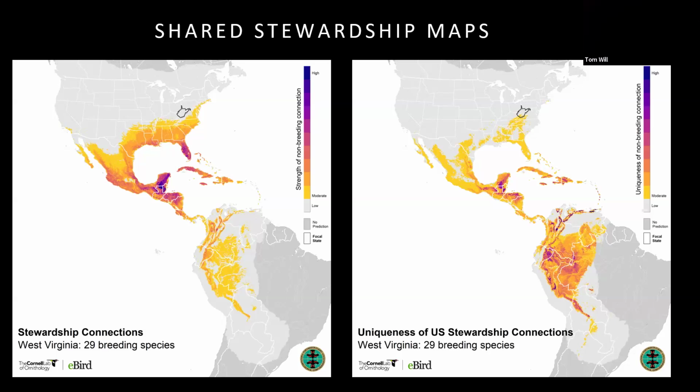And this is what we hope will help guide a lot of interest and investments in the full annual cycle. So for example, for West Virginia, you really see a lot of connections with the Andes in Venezuela, some of the highlands in Ecuador, and those are really where some of the highest concentrations of the birds that West Virginia is uniquely poised to conserve during the breeding season.